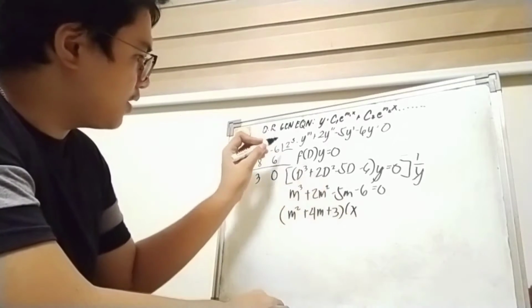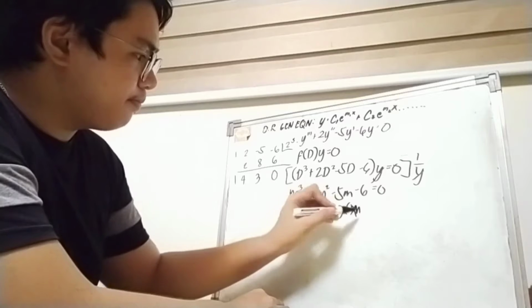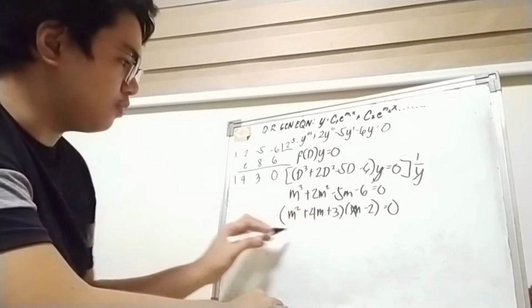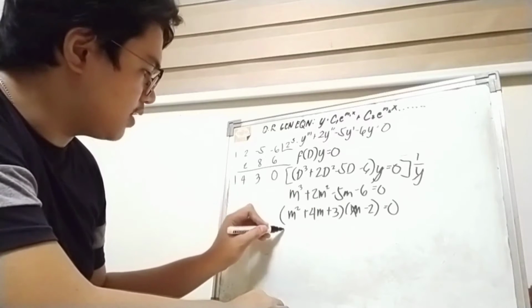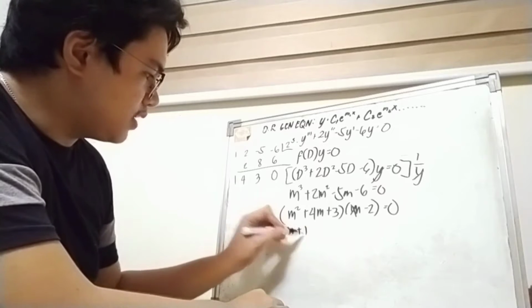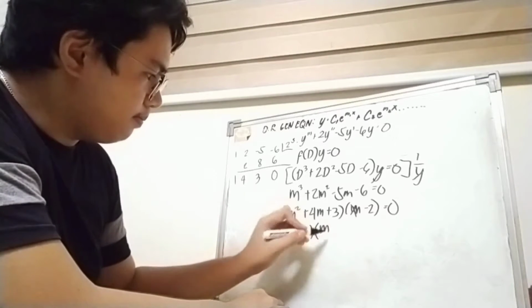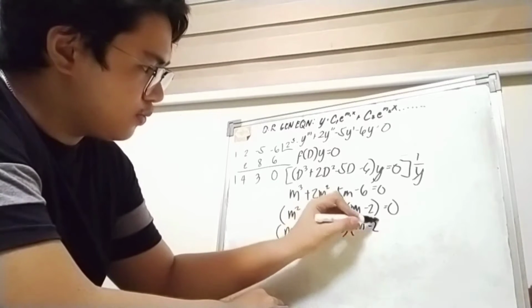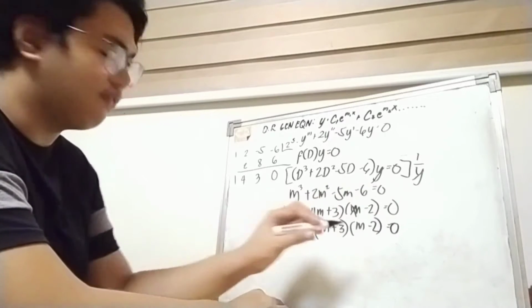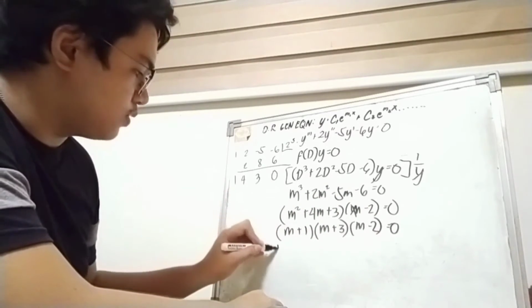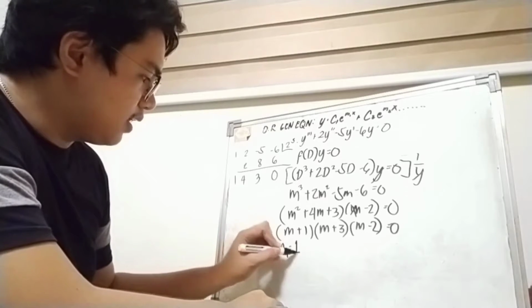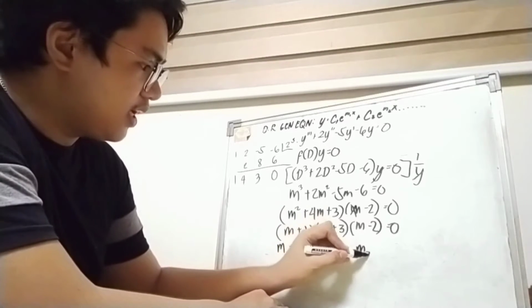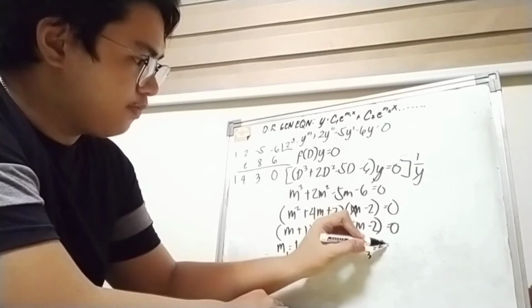multiply by m minus 2 is equal to 0. Babaguhin lang natin yung sign nito. Mapapansin natin na factorable pa tong isang factor na to. So, i-factor out pa natin siya ulit, which is m plus 1 times m plus 3 times m minus 2 is equal to 0. So, equate lang natin yung lahat ng factor na yan into 0 para makuha natin yung mga roots. So, m sub 1 is magiging negative 1. Yung m sub 2 natin is magiging negative 3. Yung m sub 3 natin is magiging positive 2. Nakuha na natin yung roots.